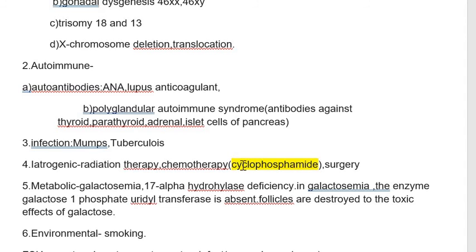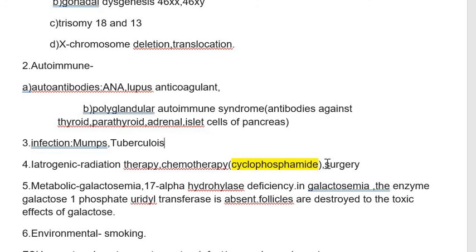And why? Because cyclophosphamide is very gonadotoxic, and it can cause sterility, so the children won't be able to reproduce later. So it is advisable, whenever you have a teenager, a woman of reproductive age, or a man of reproductive age who is going to take up this therapy, to refer them to the fertility specialist.